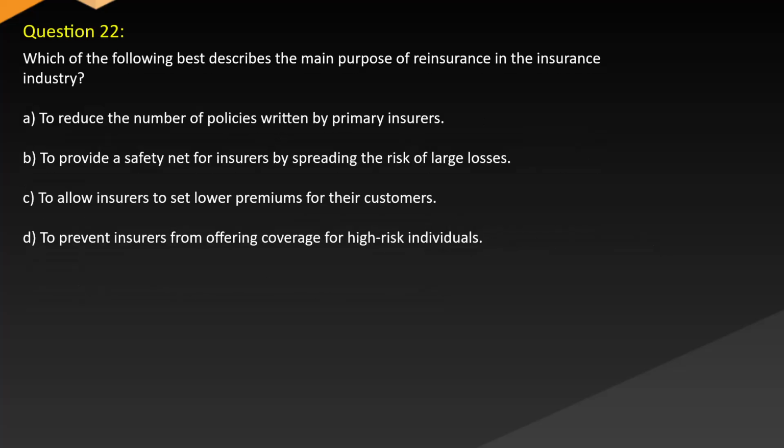Question 22. Which of the following best describes the main purpose of reinsurance in the insurance industry? A. To reduce the number of policies written by primary insurers. B. To provide a safety net for insurers by spreading the risk of large losses. C. To allow insurers to set lower premiums for their customers. D. To prevent insurers from offering coverage for high-risk individuals.